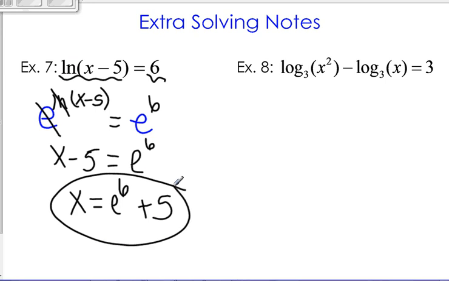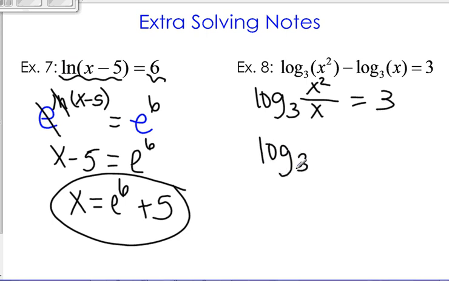Okay, some of us were exponentiating one side but forgetting to do the other. Remember, if you do anything to an equation, you always have to do it to the other side as well. Number 8 is now using some of our properties. We have a minus there. Remember, minus is division. So I'm going to have log base 3 of x squared divided by x equals 3. And I know sometimes division is scary, but this division is actually pretty easy because x squared divided by x is just x. So we're going to have log base 3 of x equals 3.